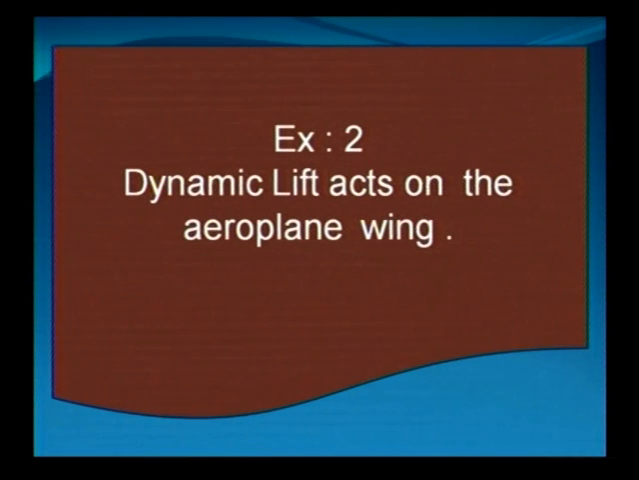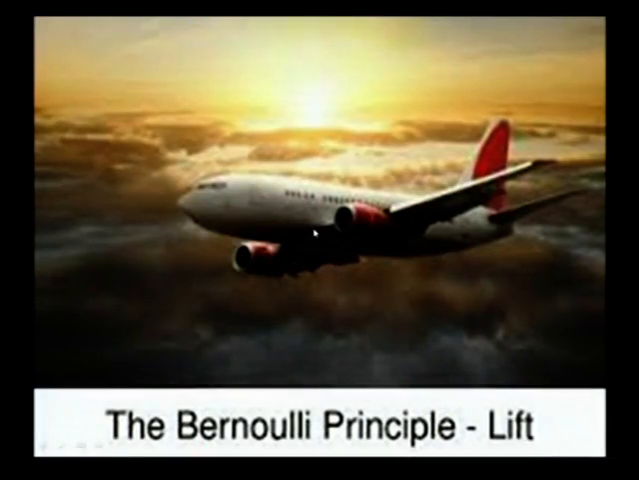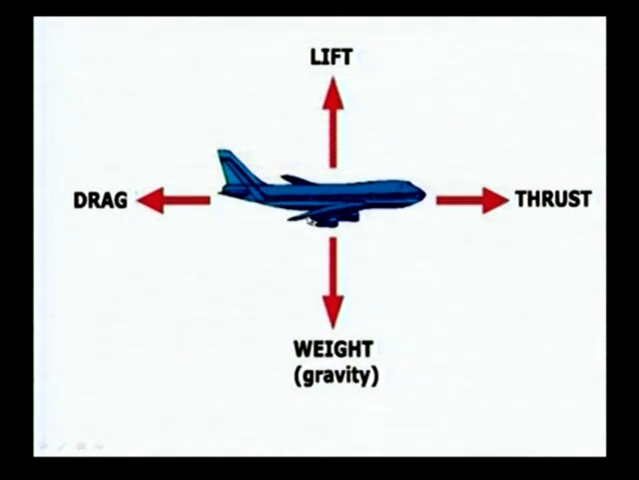Okay friends, let us see the next example. Dynamic lift acts on an aeroplane wing. See friends, this is an aeroplane, and when the aeroplane takes off, there is a pressure difference between the upper and lower faces of the aeroplane. This results in a net upward force on the aeroplane. Because of Bernoulli's principle, in the state of taking off, the aeroplane rises upwards.